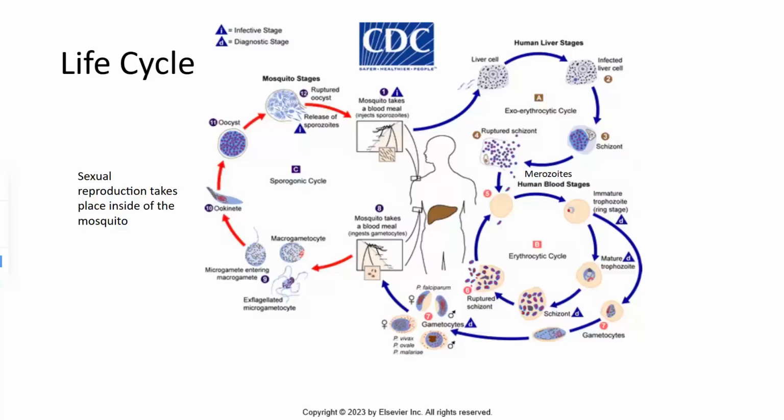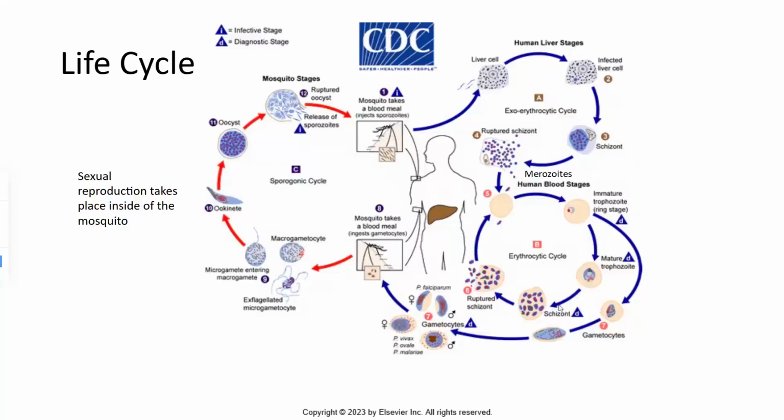In the erythrocytic cycle, those merozoites that just ruptured out of your liver cells are going to enter your blood cells. Once they're inside your blood cells, they transform into the ring stage, which is an immature trophozoite. From the ring stage, they mature even further into a mature trophozoite. There are two different paths it can take once it's a mature trophozoite. It can start to replicate.